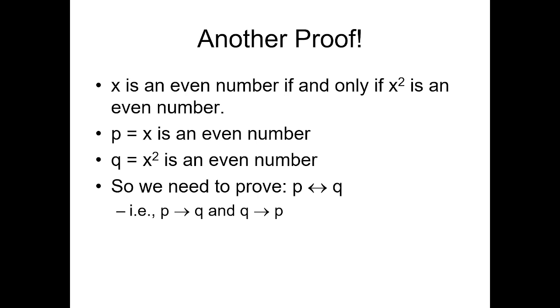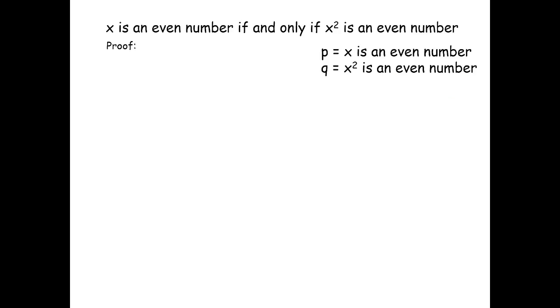X is an even number if and only if x squared is an even number. So let's suppose that x being an even number, we call it statement P, and x squared is an even number, we call it statement Q. So we need to prove P if and only if Q. P implies Q and Q implies P. Let's do the first portion, P implies Q.